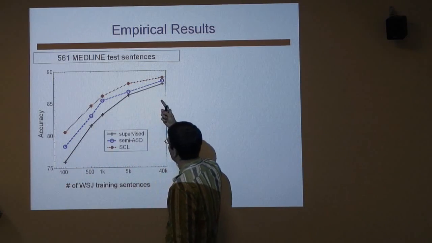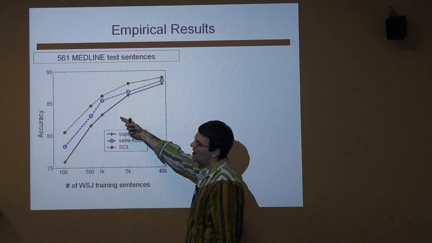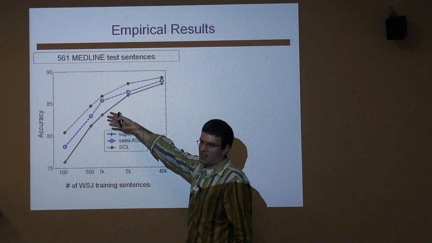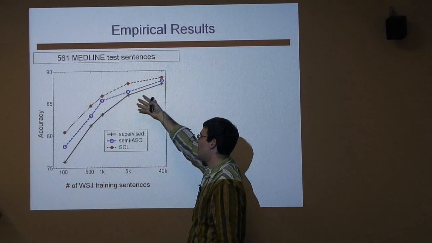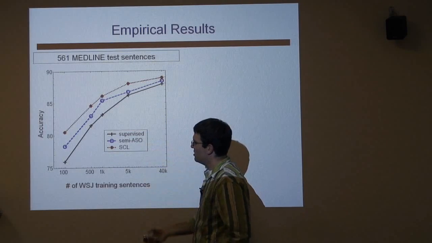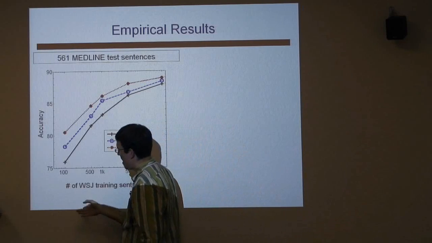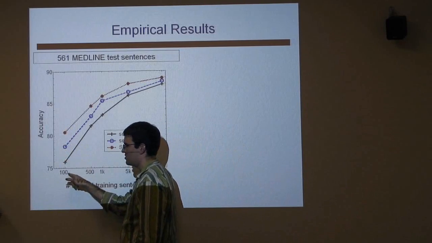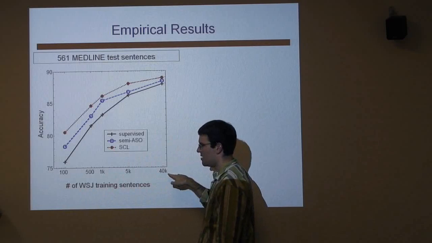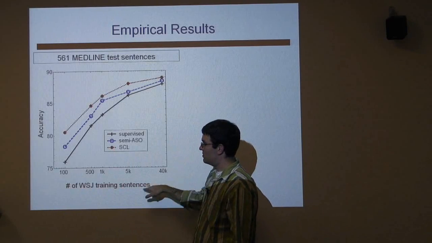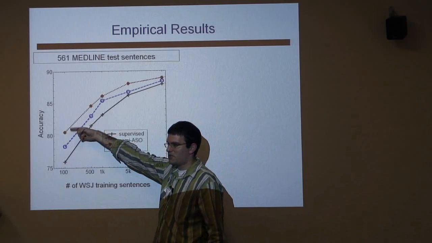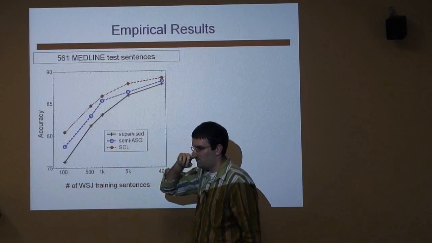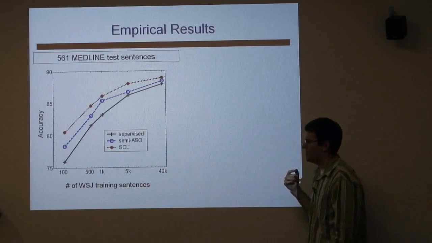The blue line here is the semi-supervised method of Ando and Zhang, alternating structural optimization, and the red curve here is SCL. The first thing I want to point out is that if you don't have very much labeled data at all in the Wall Street Journal, so these are learning curves for a number of Wall Street Journal sentences, then you can get a nearly 20% reduction in error for part of speech tagging.